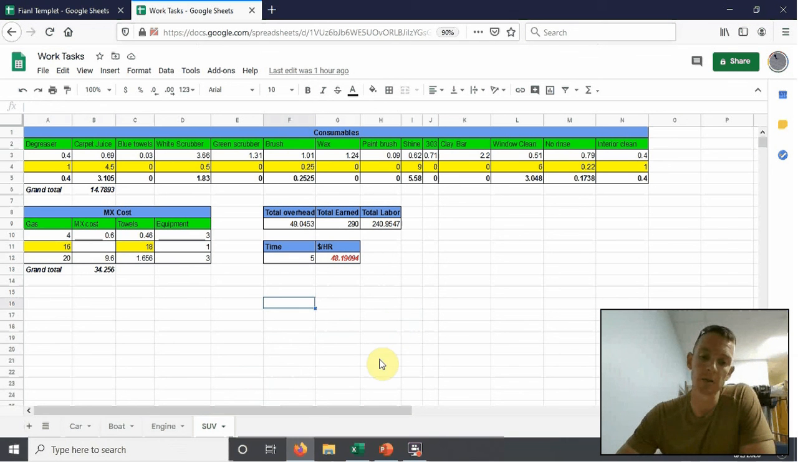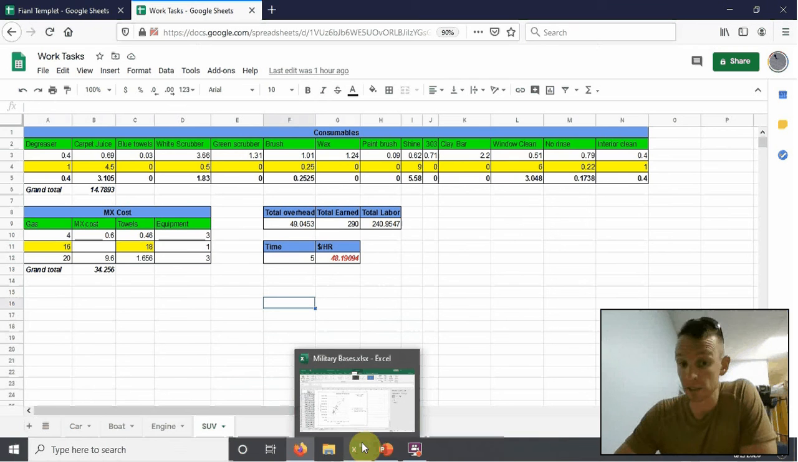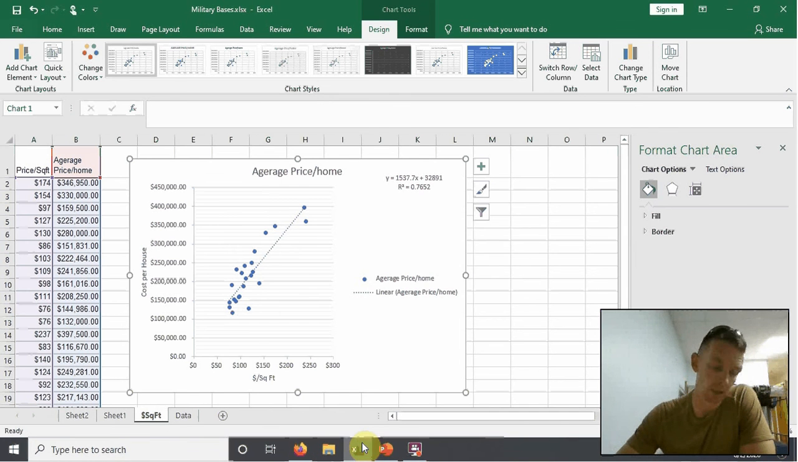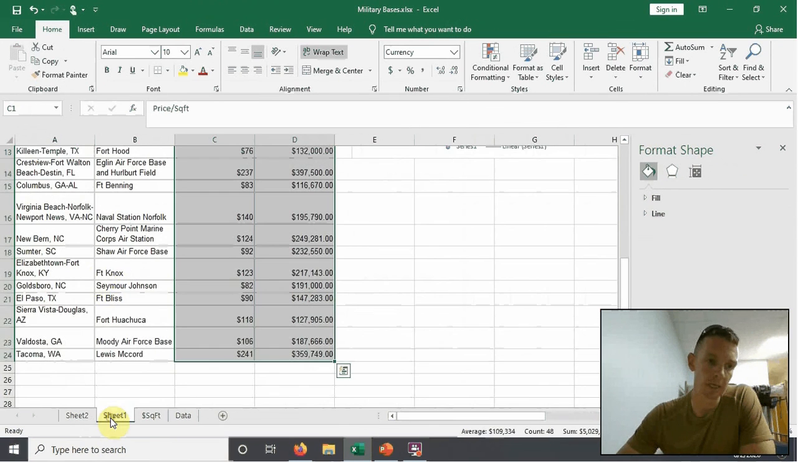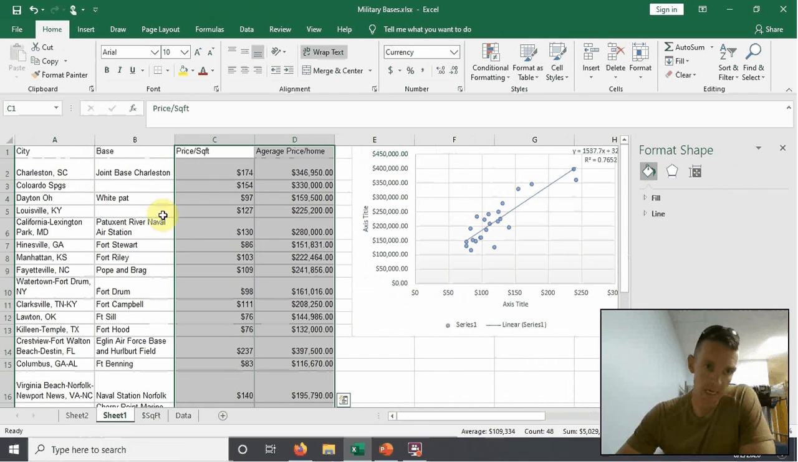Now let's take a look at how we can use business analysis in our decision-making abilities. So what we did was go and look at every single military base and calculate the average price of properties and the average square foot.